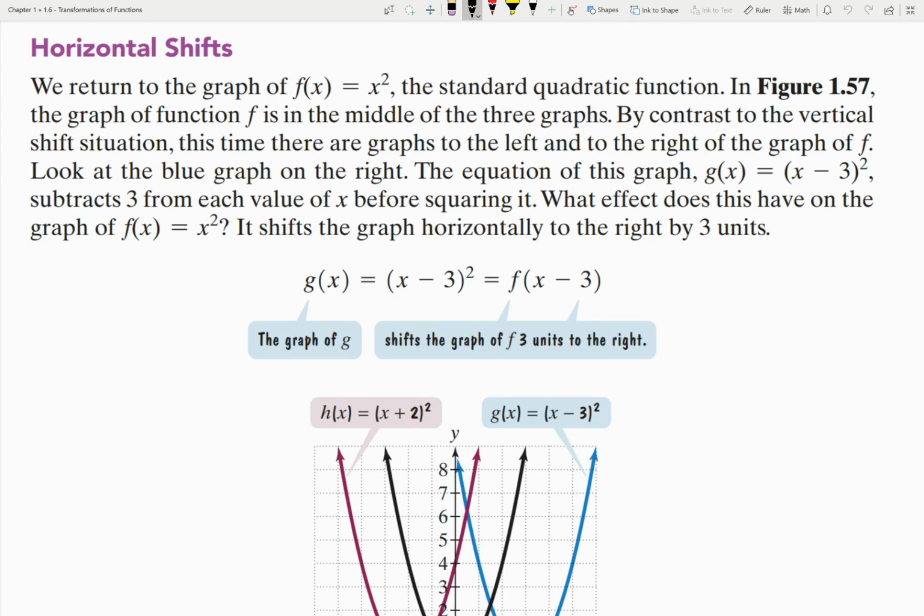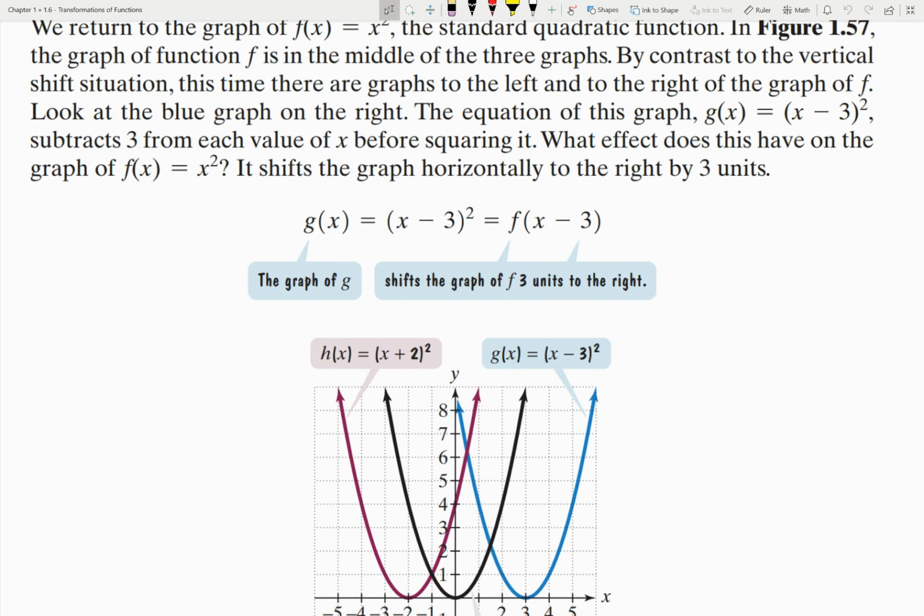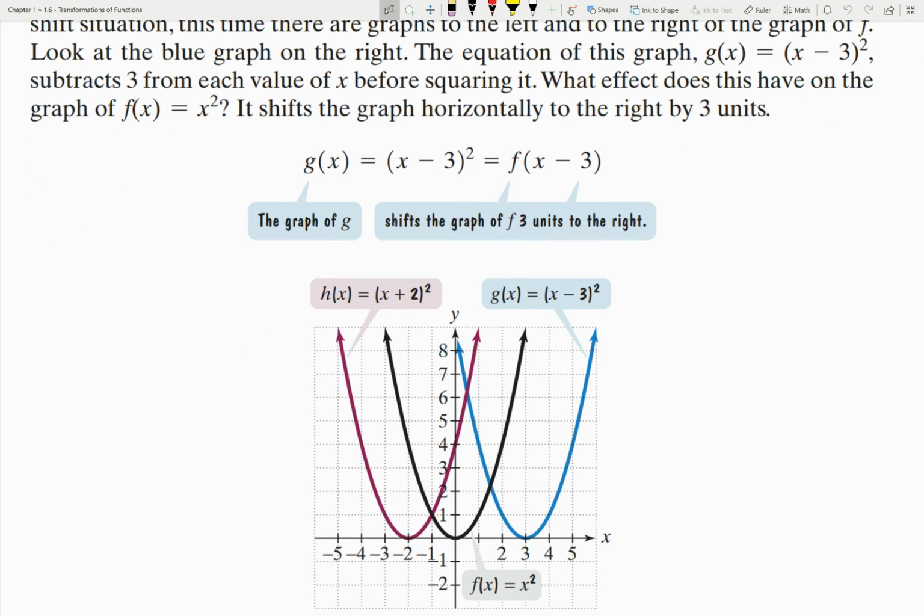Okay. Horizontal shifts are a little bit different. So let's go back to x squared, the standard quadratic function, the quadratic parent function. And if we look at the picture, we can see that the standard one is in the red. Okay. Adding 2 to the inside of the function shifts it left. Subtracting 3 shifts it right.